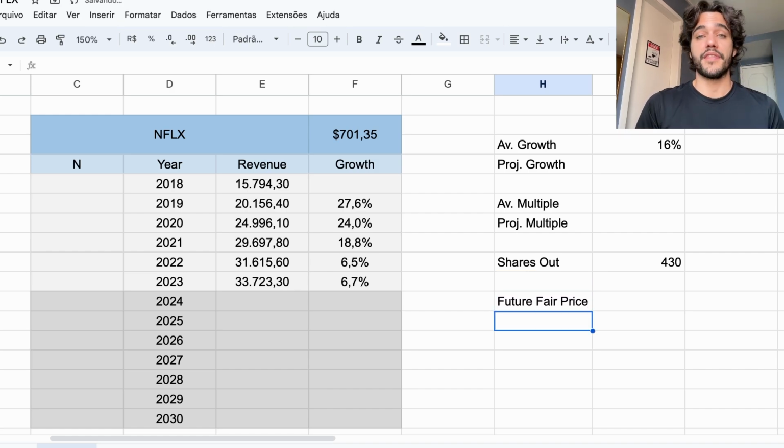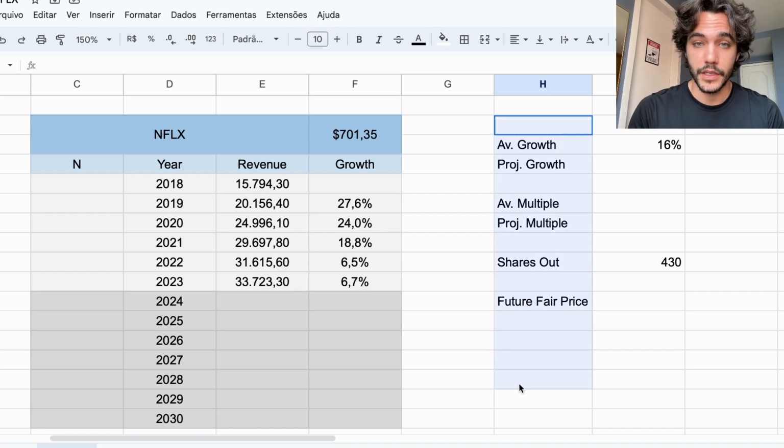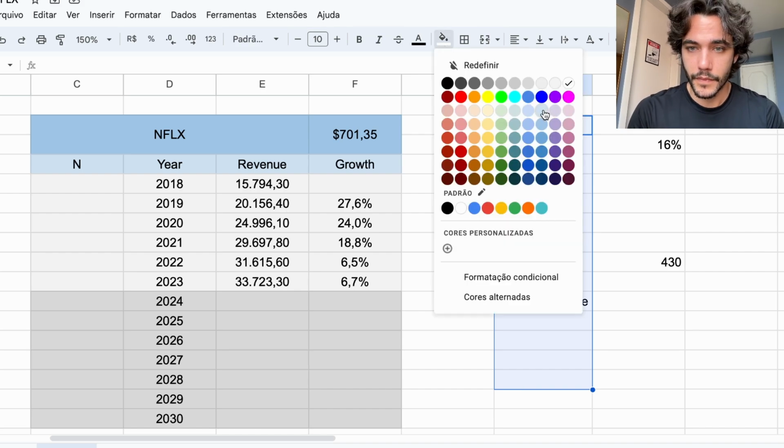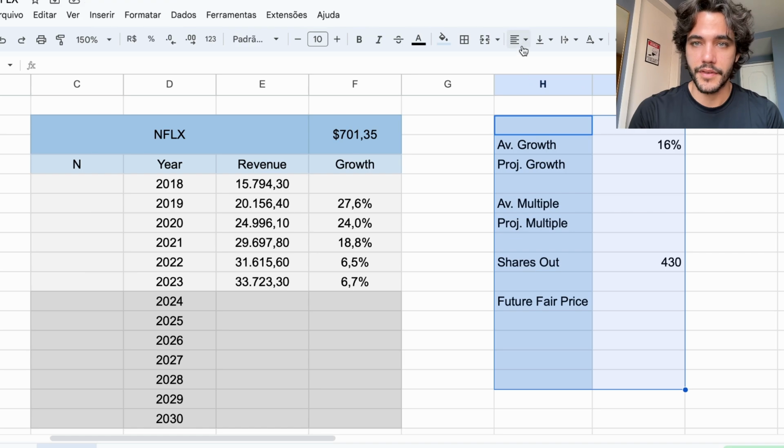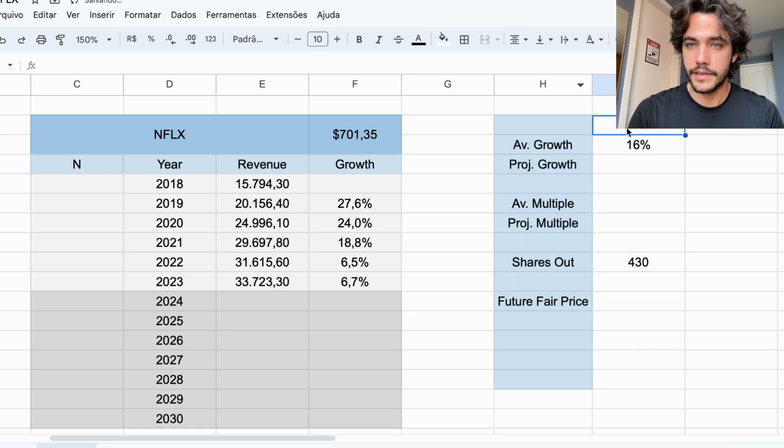Next step, let's write here, future fair price. And for now, that's it, but we will continue to build this later. Now, let me just put some color here, okay. Okay, let's centralize everything, as always.